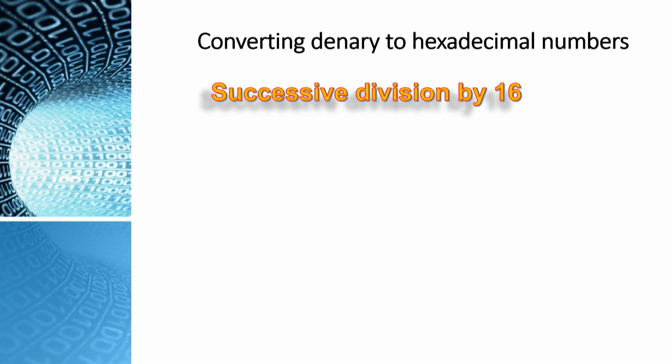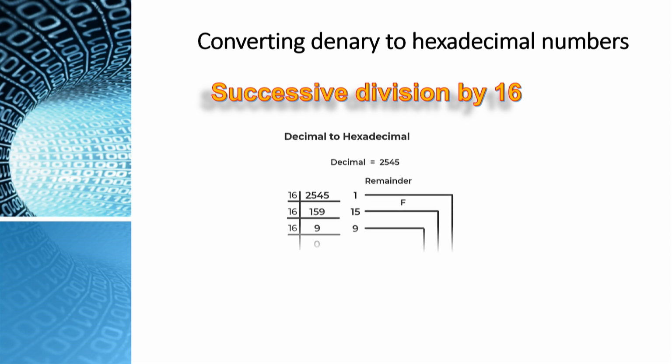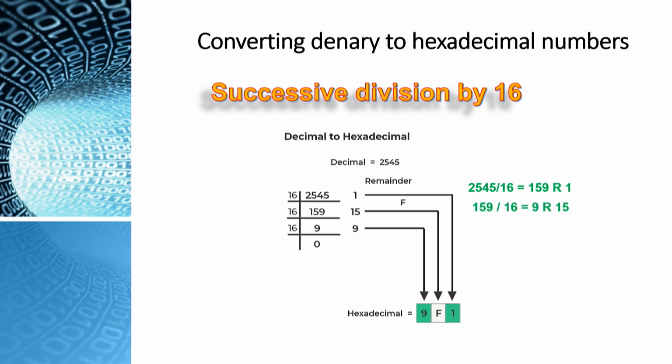To convert denary to hexadecimal, we use successive division by 16 until the value 0 is reached. Suppose we have to convert 2545 from decimal to hexadecimal. We will start by dividing 2545 by 16. This gives us 159 with a remainder of 1. 159 divided by 16 gives us 9 with a remainder of 15.